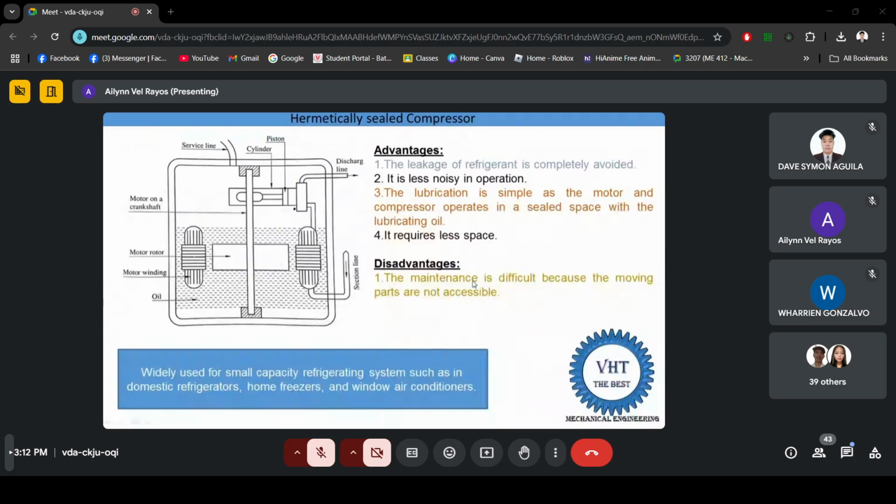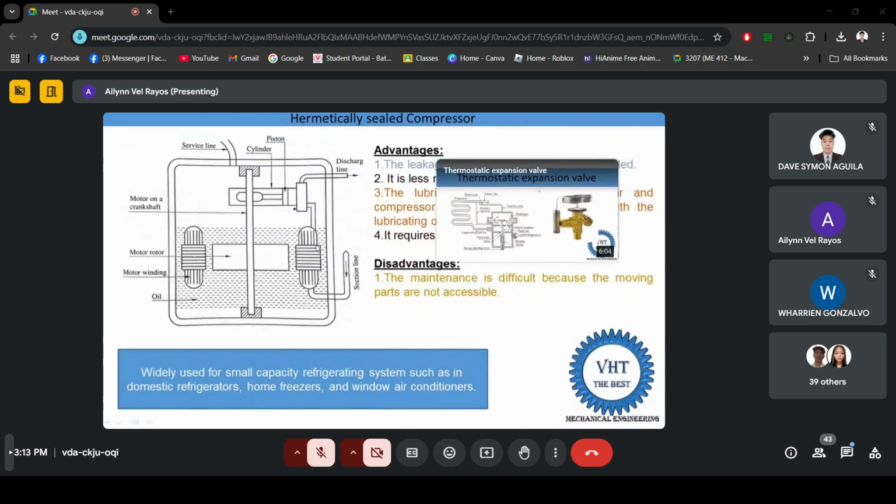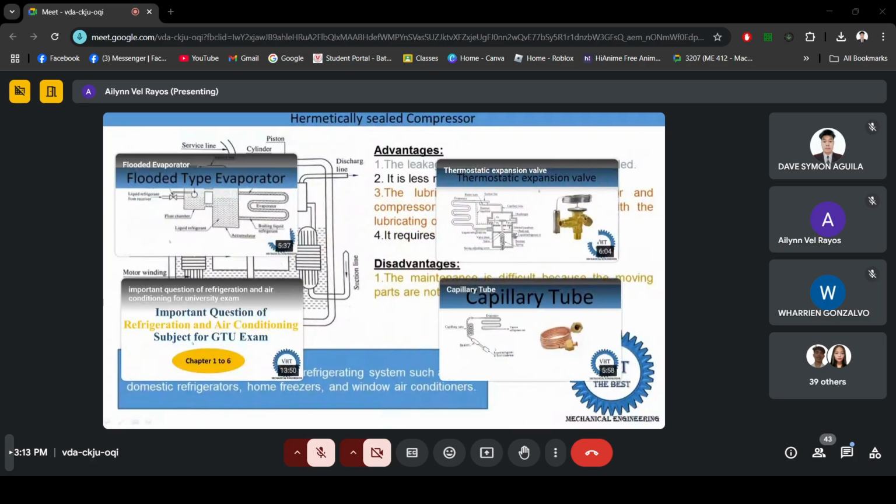If there is a problem in the motor, then we also need to replace the compressor. If the problem is in the compressor, then we also need to replace the motor. So this increases the maintenance cost, and maintenance is difficult because we are required to completely replace the parts. We cannot do maintenance on either the motor or the compressor; we need to replace it. The second disadvantage is that for charging and evacuation, a separate pump is required. For charging this refrigerant from the service lines, we require a separate pump.